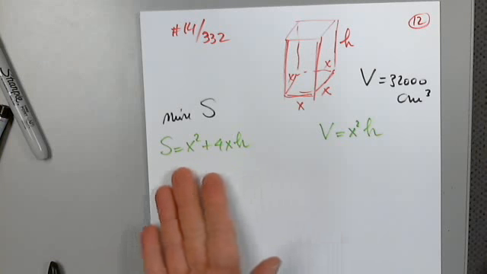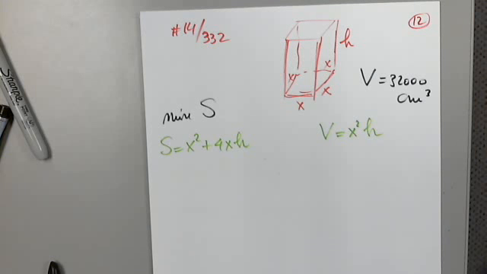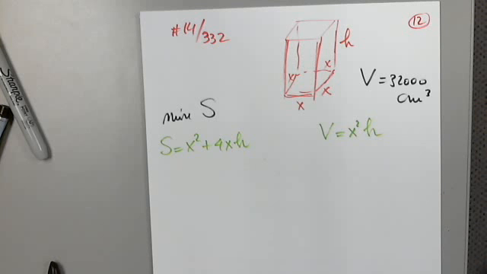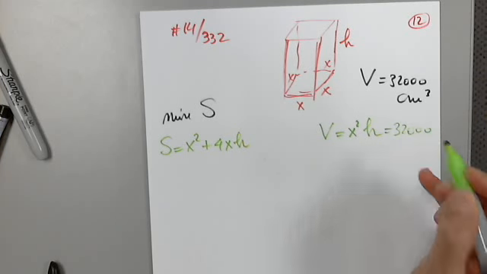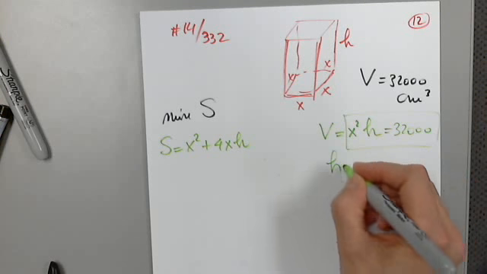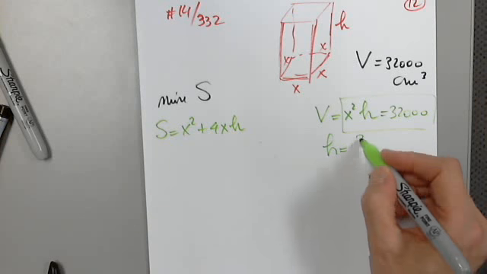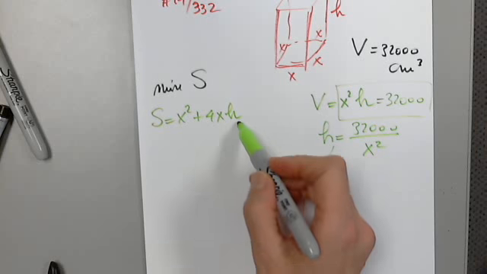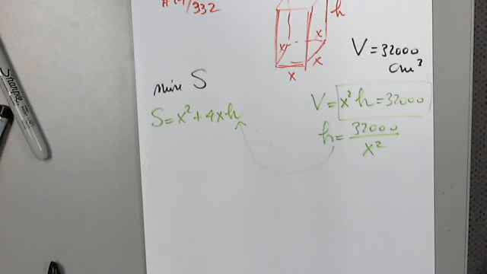I do have a minor problem: the surface area has two variables in it, and I need to get rid of one of them. It will be more work to get rid of x. And I know that the volume is 32,000. So from this equation, I will find h, which is 32,000 divided by x squared, and I will plug it into the surface.